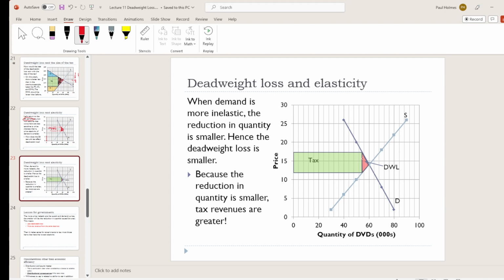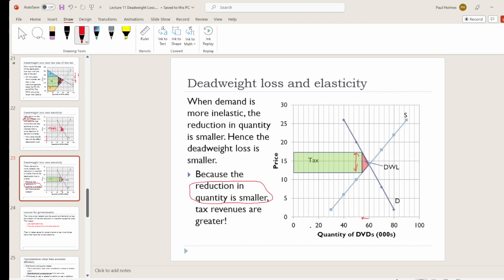Now, what you should notice is this deadweight loss is smaller than before. How can you tell that for sure? Well, the base of the triangle is the same, right? Still that same $6, but the height of the triangle is smaller. We haven't gone all the way back to 50,000. We've only gone back to maybe 55, 54,000, something like that. So we've got a smaller change in quantity, and hence a smaller deadweight loss.